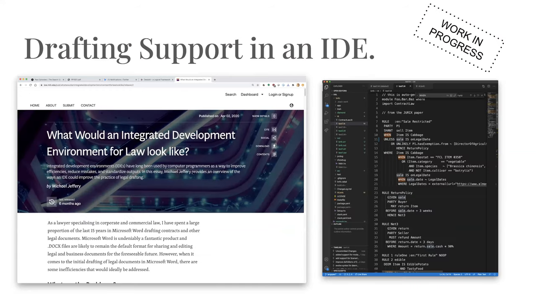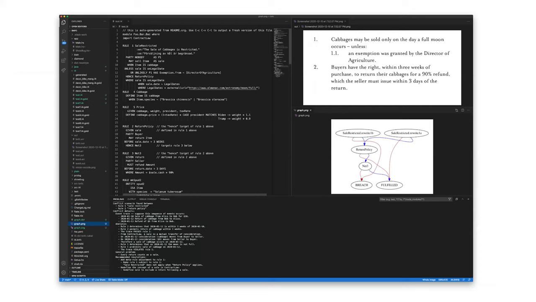We are writing extensions to VS Code so that you can actually write your thing in VS Code and have things like highlighting and hover and completion. And we will return syntax errors, like this clause conflicts with that clause, you know, under this condition you're supposed to sell this thing, but under that condition you're supposed to sell to somebody else. So all of these things are part of our plan for how to make this useful to people in the real world.